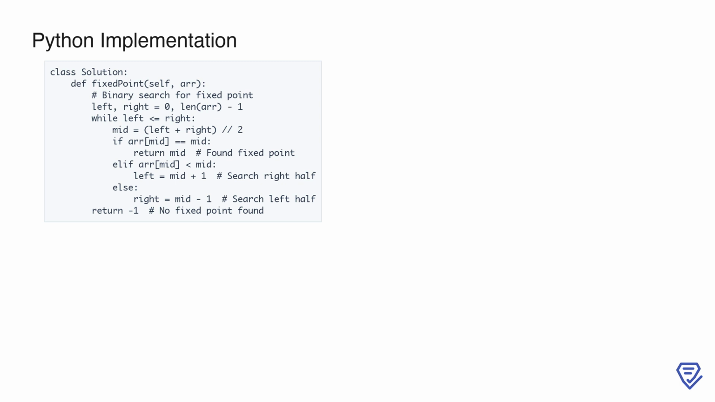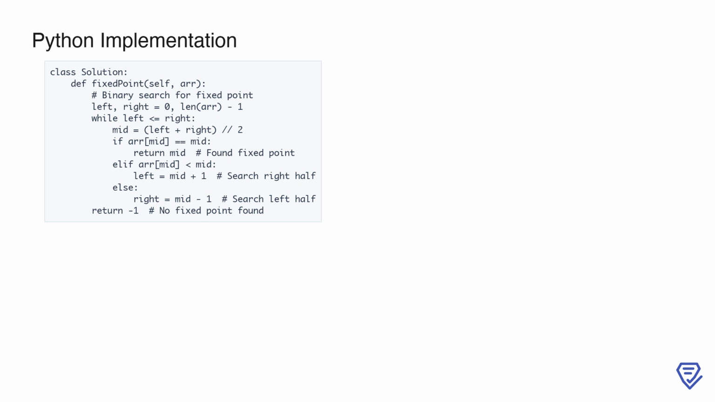3. Midpoint calculation. The midpoint of the current range is calculated as (left + right) // 2. This avoids potential overflow issues that can occur with (left + right) / 2 in other languages like C++. For the fixed point check, the value at ARR[mid] is compared to the index mid. If ARR[mid] equals mid, a fixed point is found, and the method returns mid immediately.